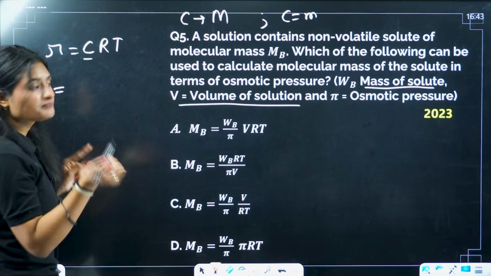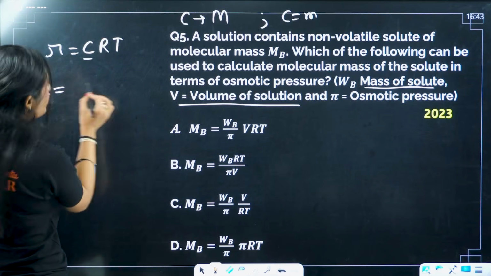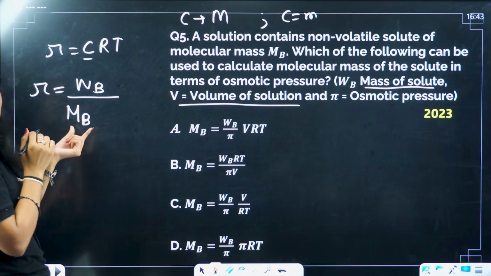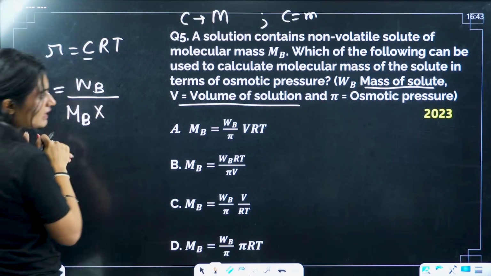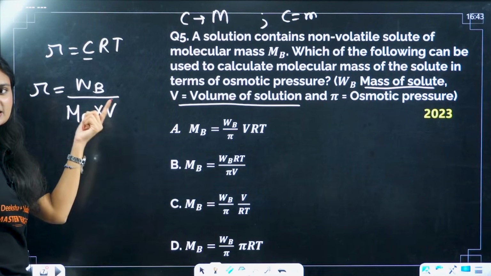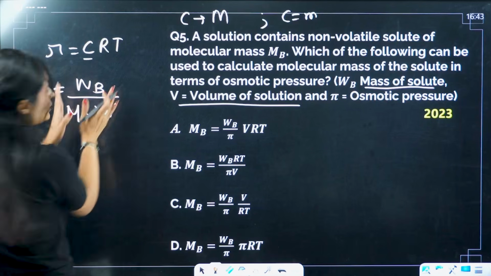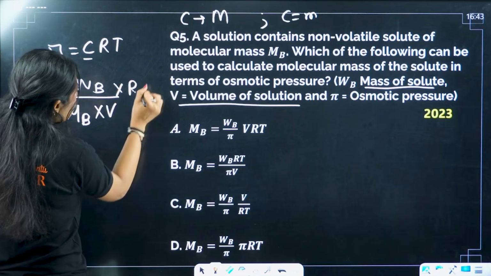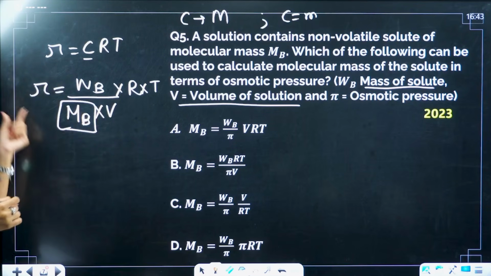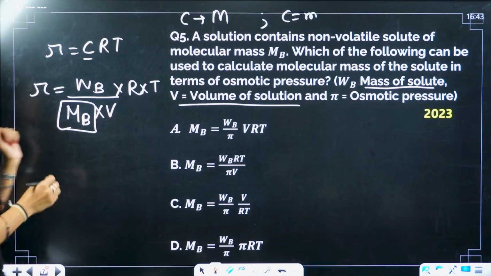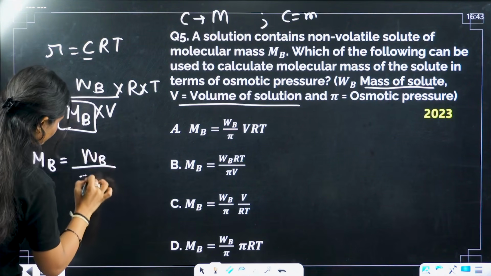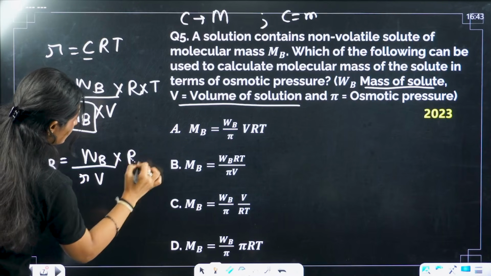Now what is molarity? Number of moles of solute. What is number of moles of solute? It is the mass of solute given upon the molecular weight of solute, divided by volume. Now there is no 1000 here, so we are considering it in liter only. That is your concentration, times R times T. What do we need? We need this only. So we will take it to the left hand side and put all the data on the right hand side. So MB will come out to be, solve with me, WB by pi V times RT.